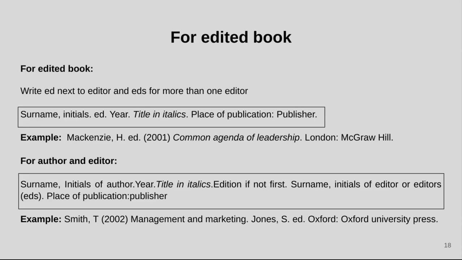For an edited book, write 'ed' next to the editor and 'eds' for more than one editor. It will be surname, initials, ed, year, title in italics, place of publication, publisher. For author and editor, it will be surname, initials of author, year, title in italics, edition if not first, surname, initials of editor or editor's eds, place of publication, publisher.